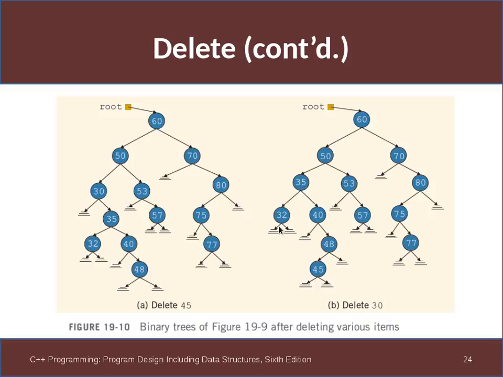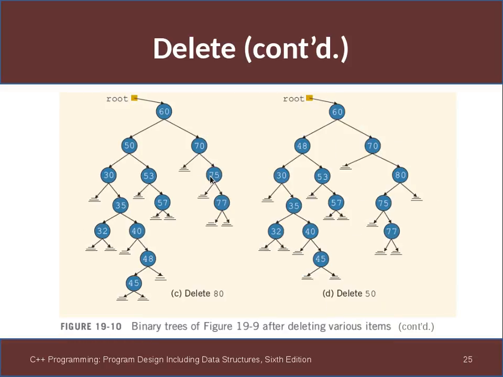And then what comes next? I think it's deleting the 80. So if we were to delete the 80, what do we do? Bump it up. Bump the 75 up to there. And that's how you can see the 75.